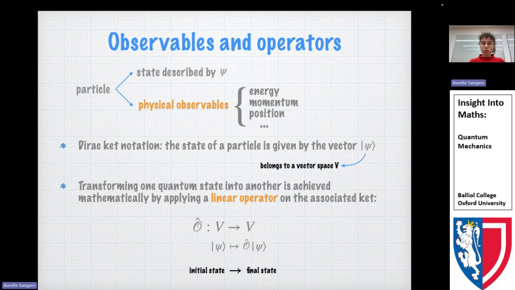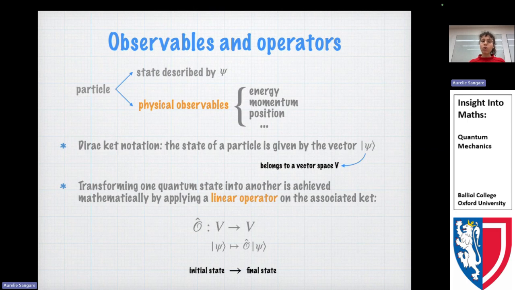So if you have some quantum state, you can act on that quantum state and transform it into another one. Or in other words, if you have a particle which is in a given state, you can do some things in order to change the quantum state of your particle. Then what you do is that you modify the wave function, so it doesn't evaluate to the same thing anymore.